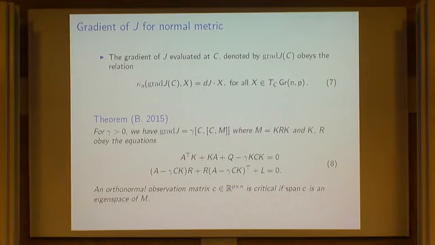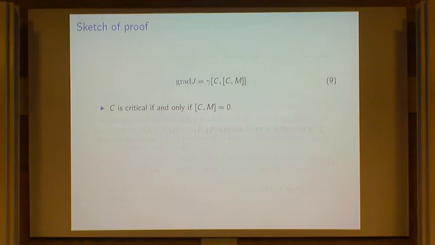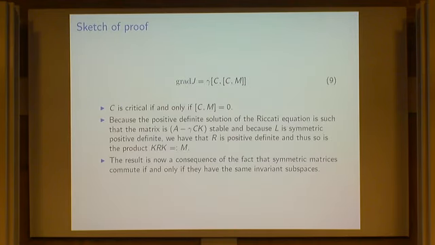Okay, and we said that the observation matrix is critical if the span of C is an eigenspace of M. Now it's easy to see that this is the case. A critical point is a zero of the gradient. In order to have this zero, you can show that it's necessary and sufficient to have C bracket M0. You can ask, what about C multiplied by all this zero? And the answer is no. It's only this that counts. That requires a bit of work. But C is critical if and only if C bracket M is 0.